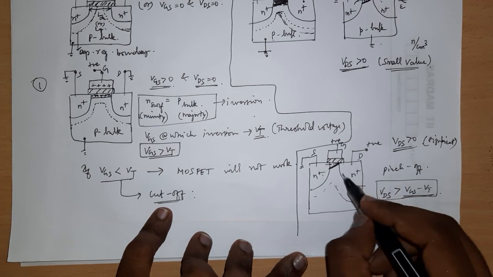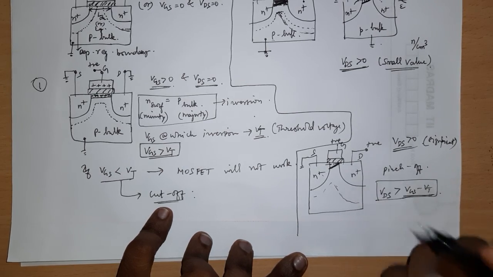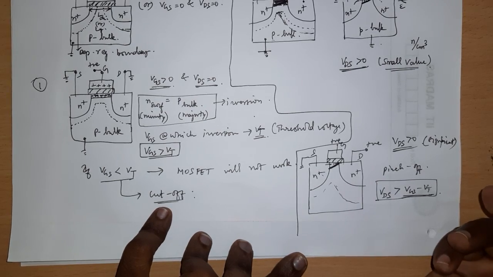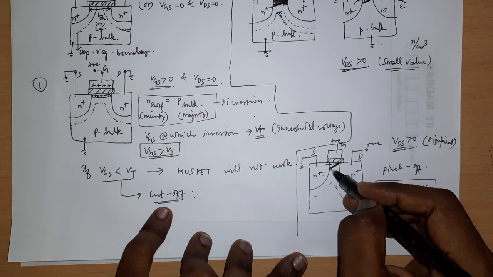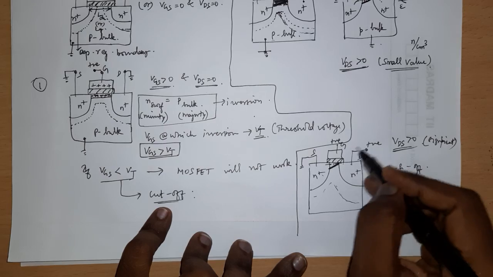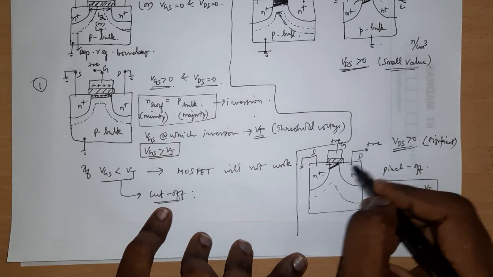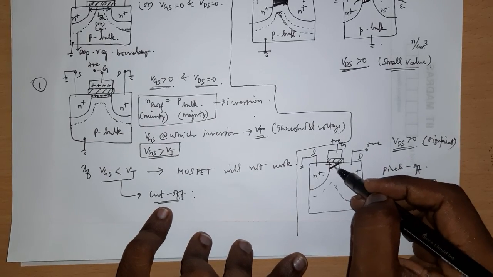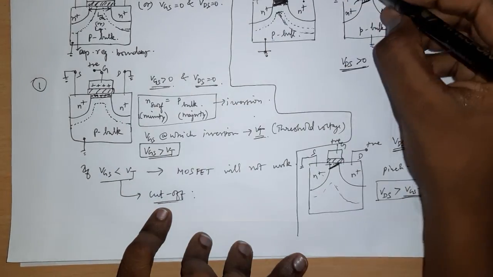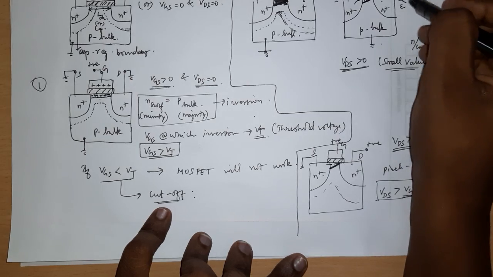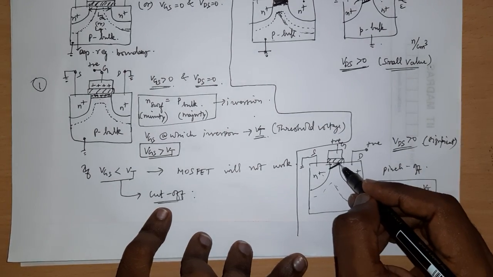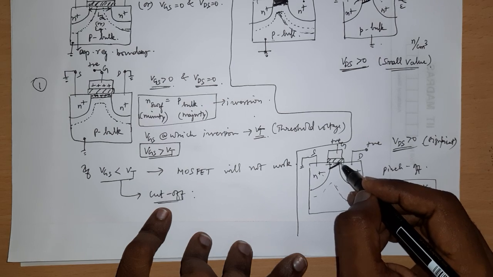Then even if you increase the VD, nothing will happen, because the current will no more be dependent on VD, because the channel is pinched off already. It's not going to react to this VD anymore, because till now it was reacting to this VD by increasing the slope. Initially there was no slope when you had no VD, and then slowly it had a slope when you increased VD, and at some point when VDS is greater than VGS minus VT, the slope is in such a way that the channel is pinched off at the drain end.